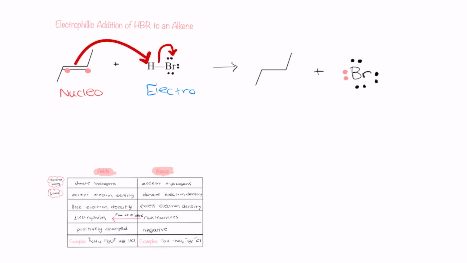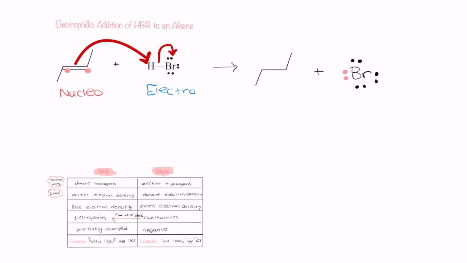Because remember that the arrow shows the flow of electron density. And so you can imagine that that bond broke in the form of a lone pair and traveled onto the bromine. Some people like to imagine this in different ways, and that's fine. Whatever works best for you works.